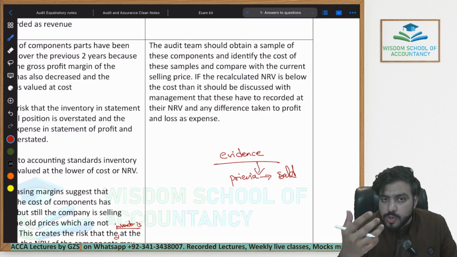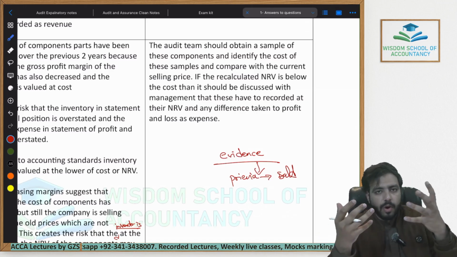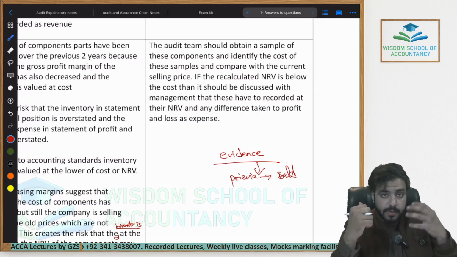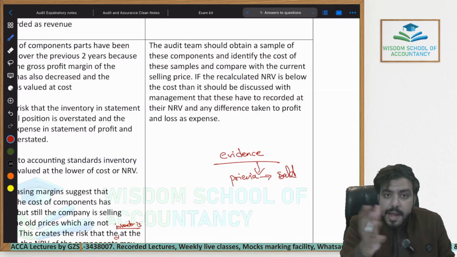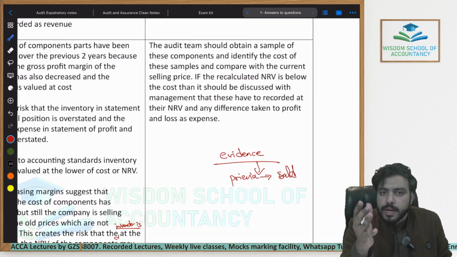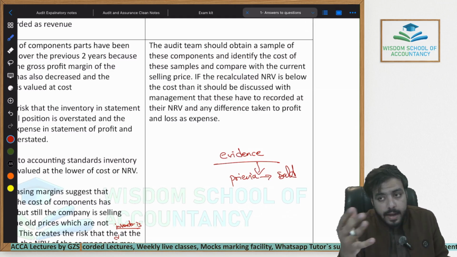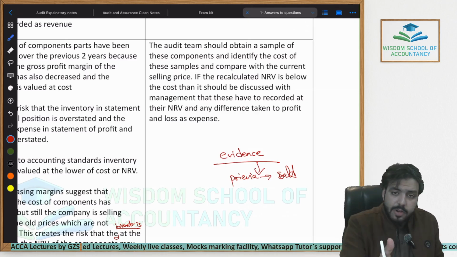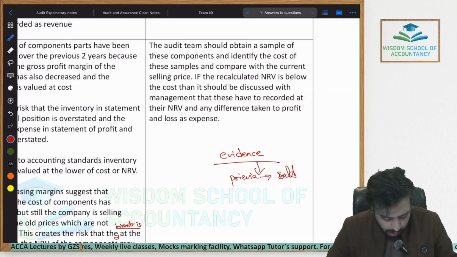Then, using that price, I can calculate the NRV of this product and compare the NRV with the cost at which this item is recorded in the financial statements. By comparison, I will automatically know, as an audit team member, whether the management has recorded the correct amount or not. Because if the NRV is lower than the cost, this means the inventory is overstated. How have I written it down?